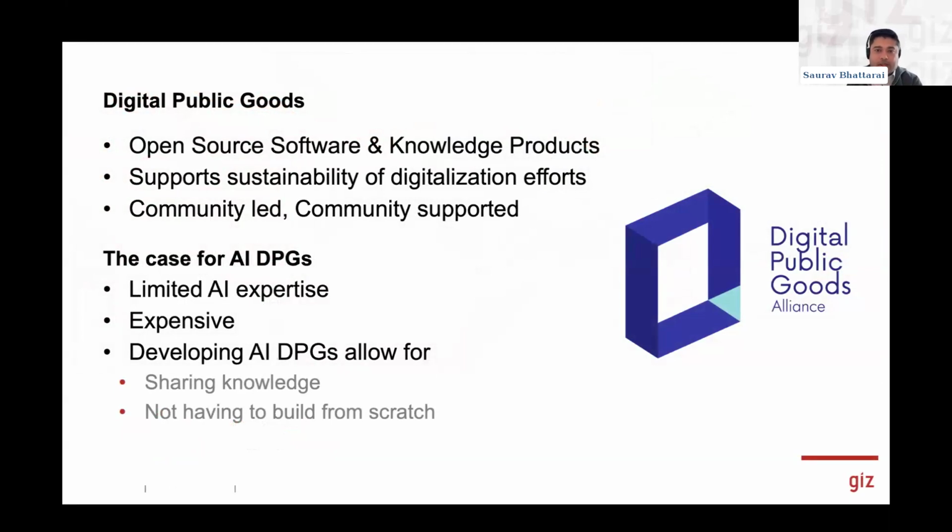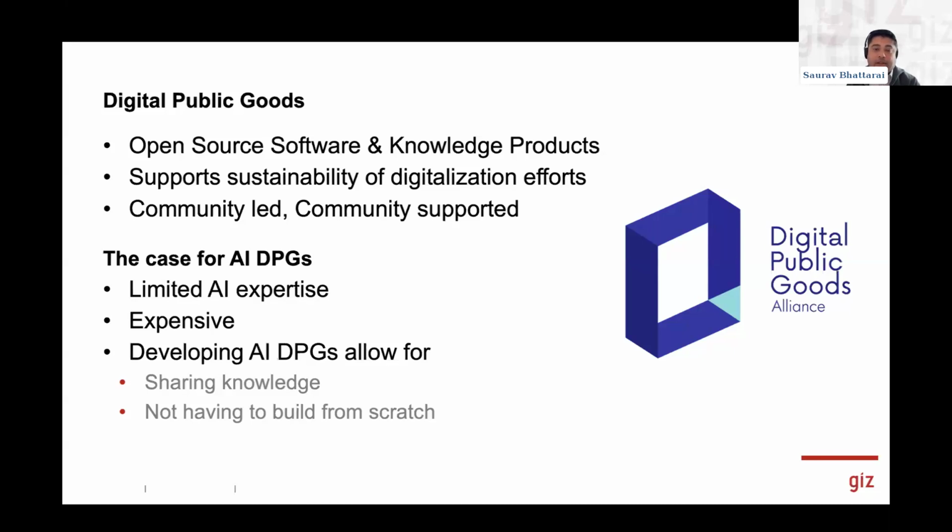But before we get into the AI products themselves, maybe we just do a very quick refresher on what digital public goods are. According to the definition by the Digital Public Goods Alliance, we're talking about open source software and knowledge products. So we're not only talking about tools, but also knowledge around them that supports the sustainability of digitalization efforts. If you go to the website of the Alliance, you see a lot of criteria, nine or even more with sub-criteria, that talk about what makes a digital public good really a digital public good. At the gist of it, it's about sustainability of digitalization, and that's achieved by having this software and the knowledge and a community around it leading and supporting the efforts.